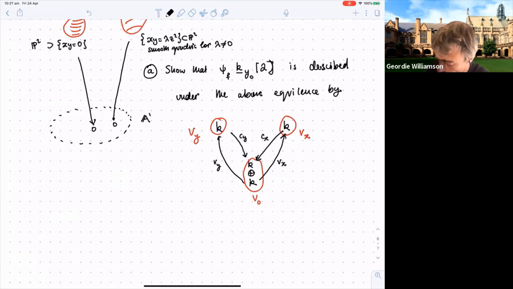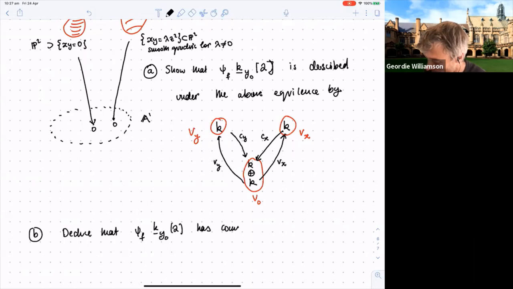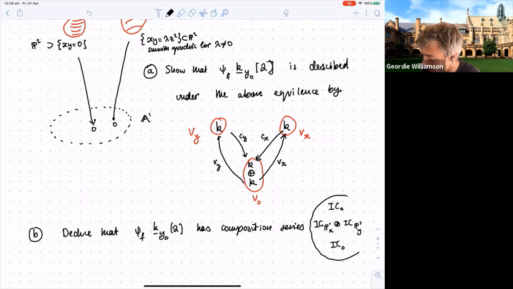And part B is deduce that this nearby cycles has composition series given by, it's got an IC0 at the top, ICP1X plus ICP1Y, IC0 at the bottom. Okay, so I stated this example in lectures before. I don't think I proved it though. So the exercise is to prove it.